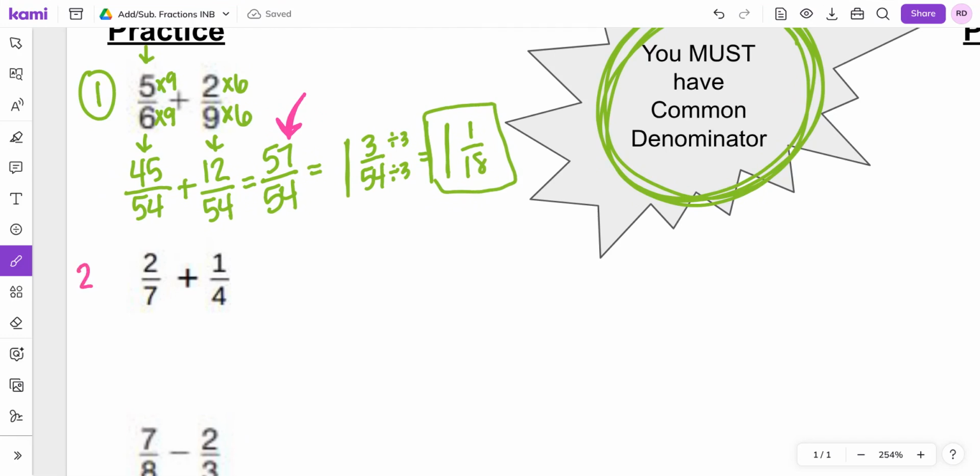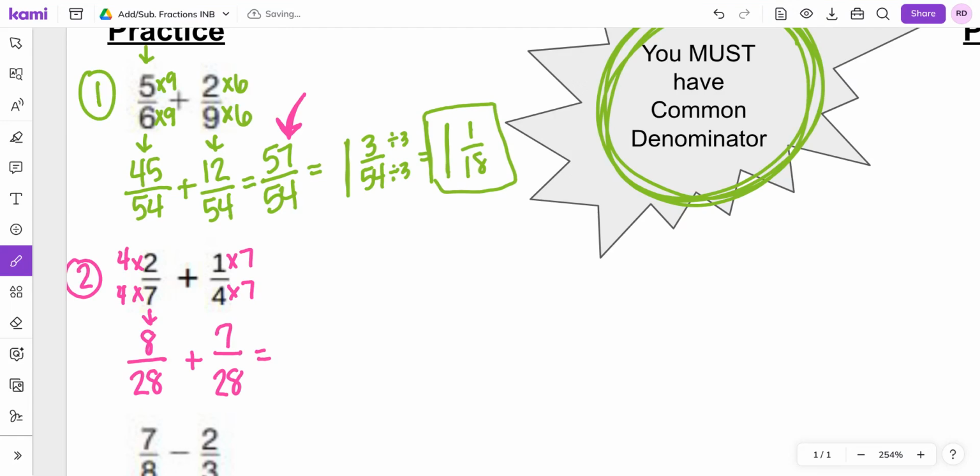Question 2 right here. When you check those denominators, they're different. So I'm going to do the same process. I'm going to multiply my second fraction by the denominator of fraction 1. And I'm going to multiply fraction 1 by the denominator from fraction 2. So 4 times 2 is 8, and 4 times 7 is 28. 7 times 1 is 7, and 4 times 7 is 28.